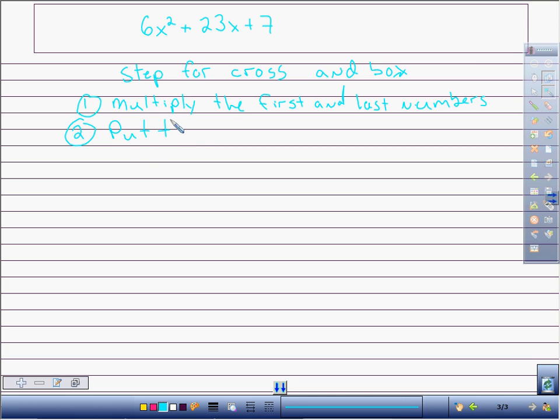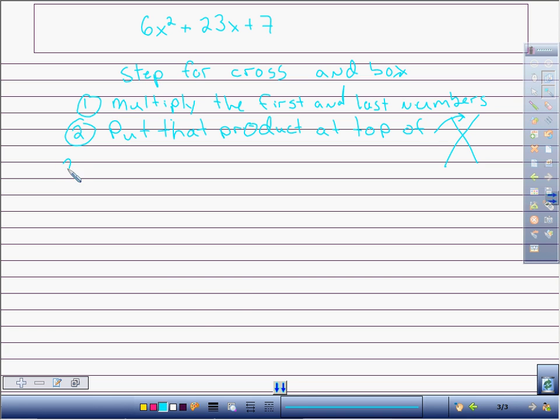that product, which is what you get, at the top of the x of the cross. So you put it up there, okay?